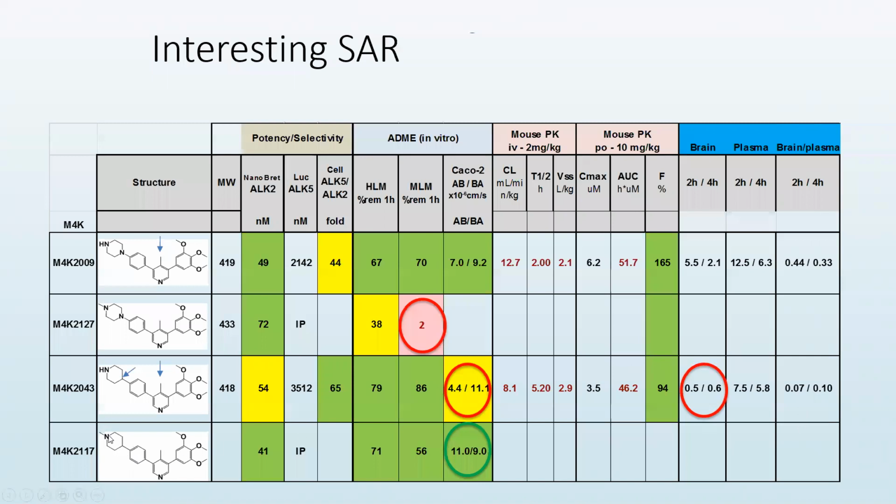But when you N-methylate this compound, now you're reasonably metabolically stable. You're essentially equipotent. We don't have the ALK5 data yet, but now we've kind of dealt with that liability of the efflux. So it's possible that a compound like this now might have better brain penetration than 2043. It might not be related to this nitrogen, which is different between 2009 and 2043. So I think that's something interesting that we can follow up on as well.